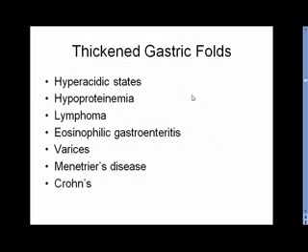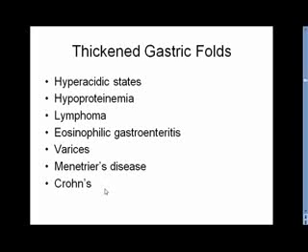Thickened gastric folds have numerous etiologies. Frequently they're just seen on a CT scan, and actually, as it turns out, when you look with endoscopy or with endoscopic ultrasound, everything looks fine. But let's assume they are really truly thickened. There are hyperacidic states which can do that, for example, Zollinger-Ellison syndrome, hypoproteinemias, lymphomas including mild lymphomas, eosinophilic gastroenteritis, varices, Menetrier disease, Crohn's disease, and a number of others.